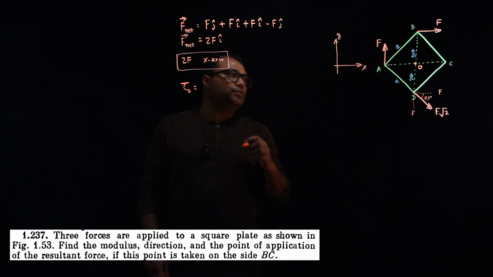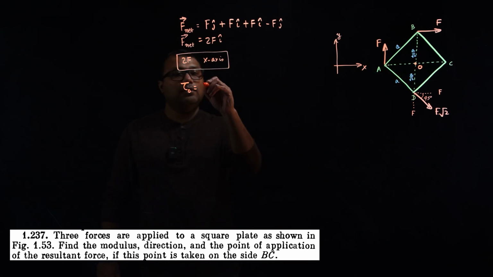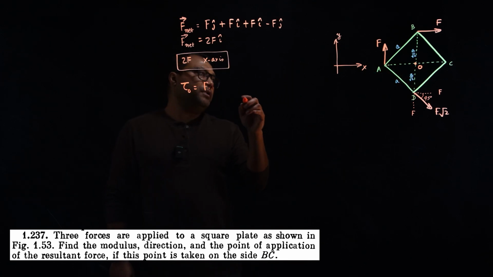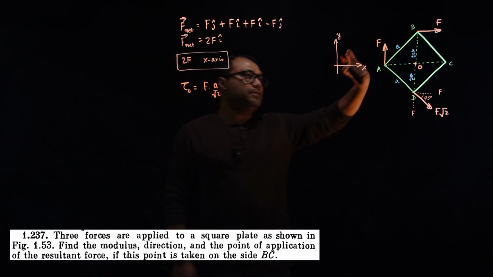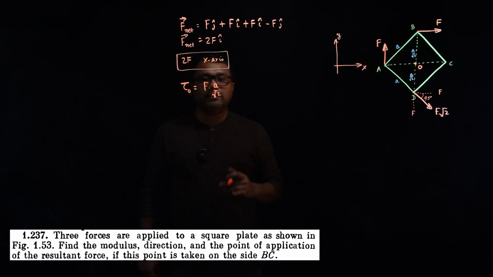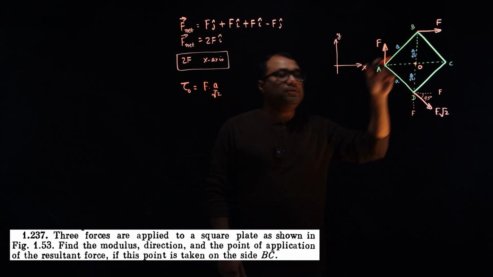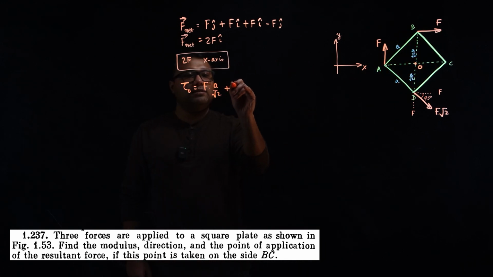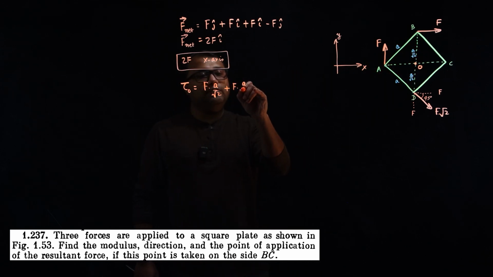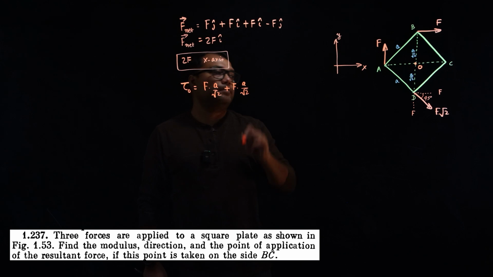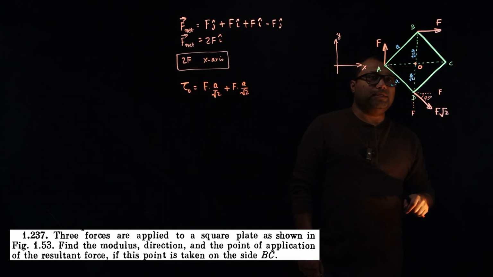So due to this force, it will be force times perpendicular distance. Force times perpendicular distance is a by root 2. And this is turning it clockwise. Let's suppose clockwise is positive. This force is also turning it clockwise, so plus F, again the perpendicular distance is a by root 2. This force is turning it anti-clockwise.